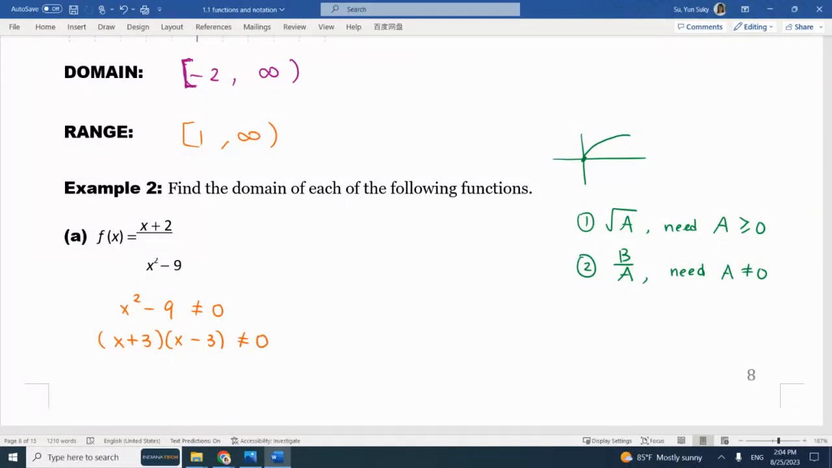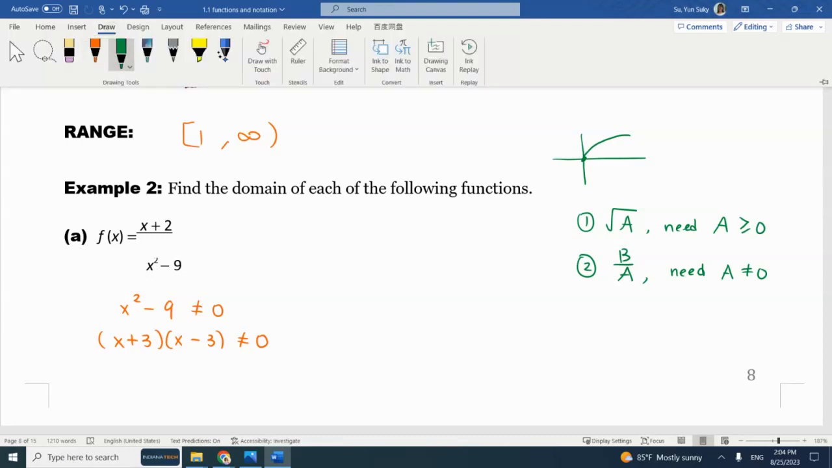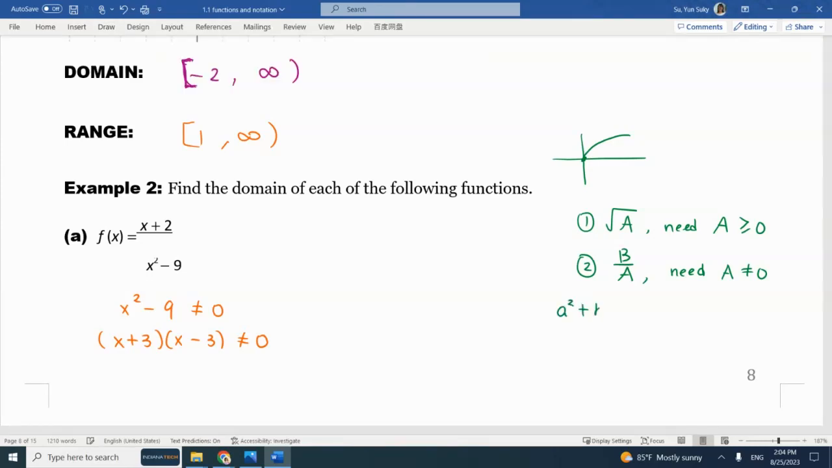Okay, let's review the formulas. If you have a squared plus b squared, this cannot be factored. Just leave it like that. If you have a squared minus b squared, that is a plus b times a minus b. Right? Difference of squares.